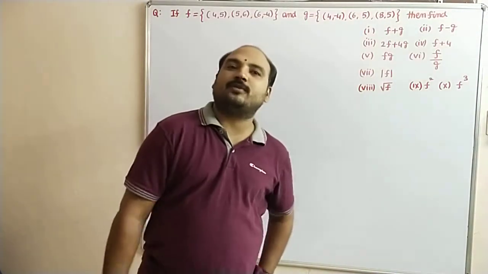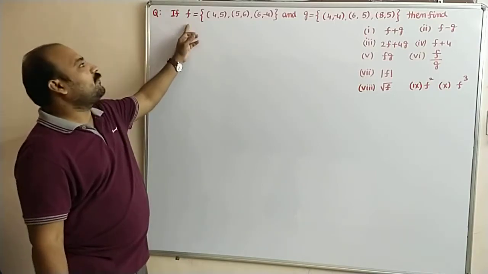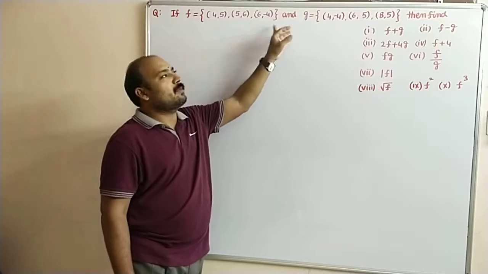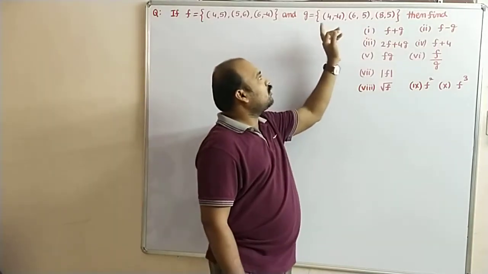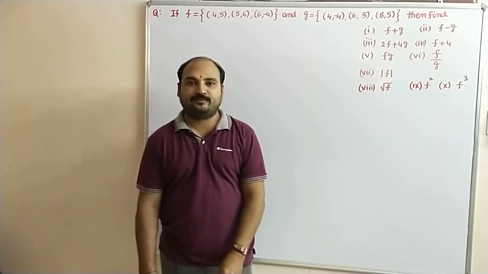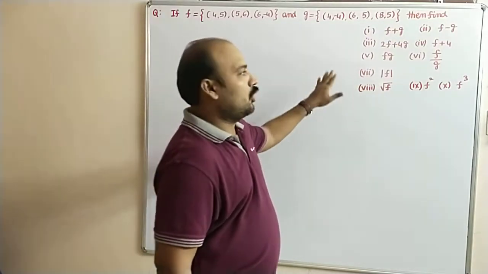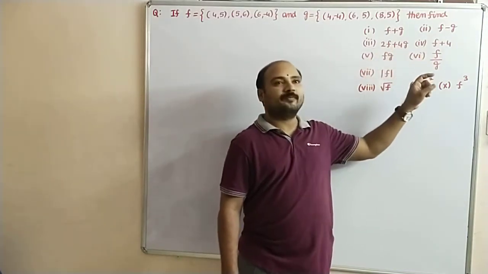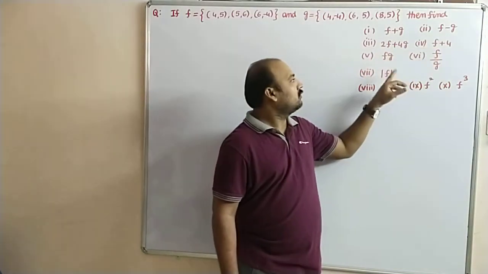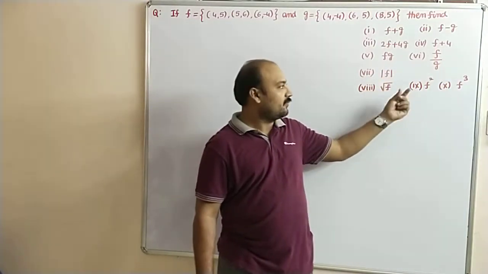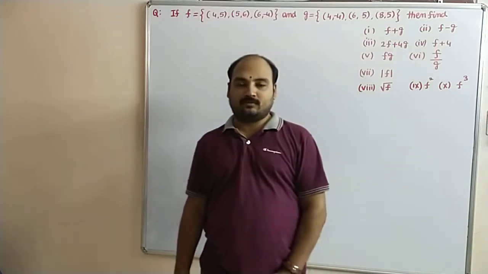The next question, dear students. If f equals 4 comma 5, 5 comma 6, 6 comma minus 4 and g equals 4 comma minus 4, 6 comma 5 and 8 comma 5. Then find the following: f plus g, f minus g, 2f plus 4g, f plus 4, fg, f by g, mod f, root f, f square and f cube.